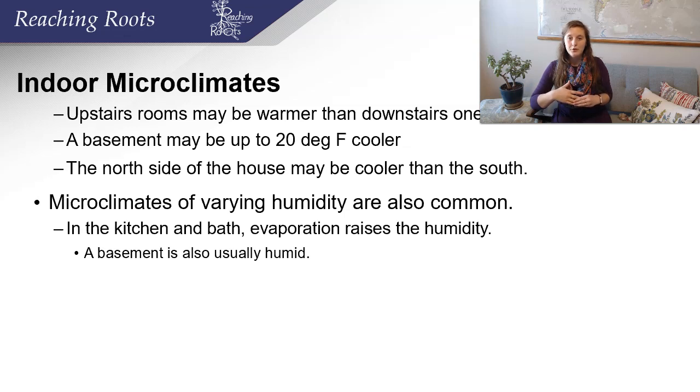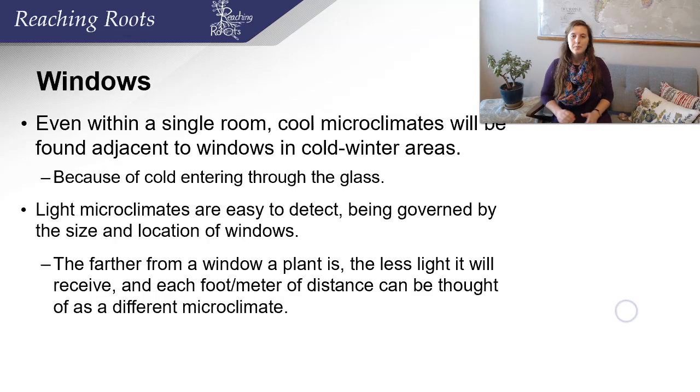For example, upstairs rooms can be warmer than downstairs ones because heat rises. A basement could be 20 degrees Fahrenheit cooler than the rest of the home. The north side of the home could be a lot cooler than the south side. Humidity also varies in different places of your home because of the water. Bathrooms and kitchens are usually much more humid than other areas of the house.